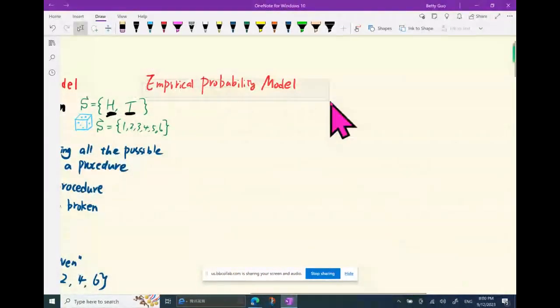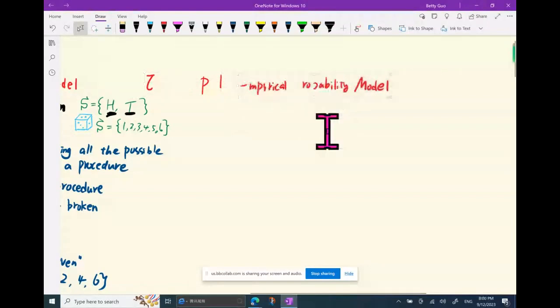Empirical probability model. Let me move this a little bit here. Okay. How do we know if a model is empirical? That's easy. You know why it is easy? Hold on.